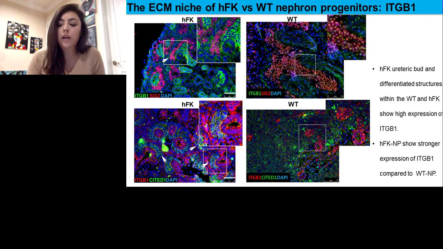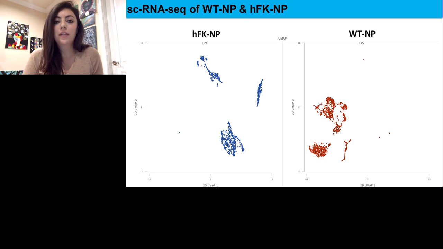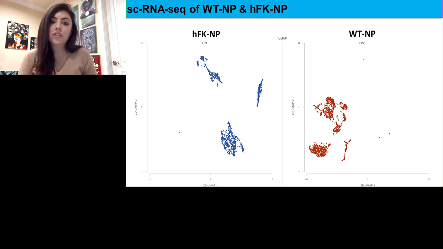Next, we wanted to actually look at it at a single cell level, and we wanted to identify if this was also the case. So what we did is we isolated Wilms tumor nephron progenitors and human fetal kidney nephron progenitors, and we did single cell analysis on them. And then we merged the data, and we wanted to identify clusters shared solely by Wilms tumor nephron progenitors, clusters found only in human fetal kidney nephron progenitors, and some clusters shared together.